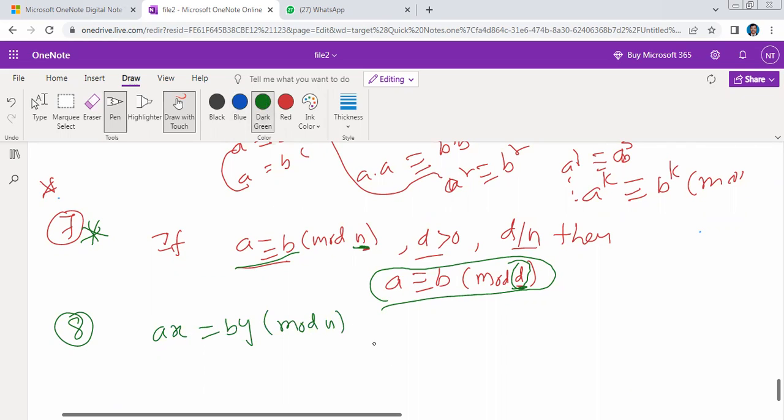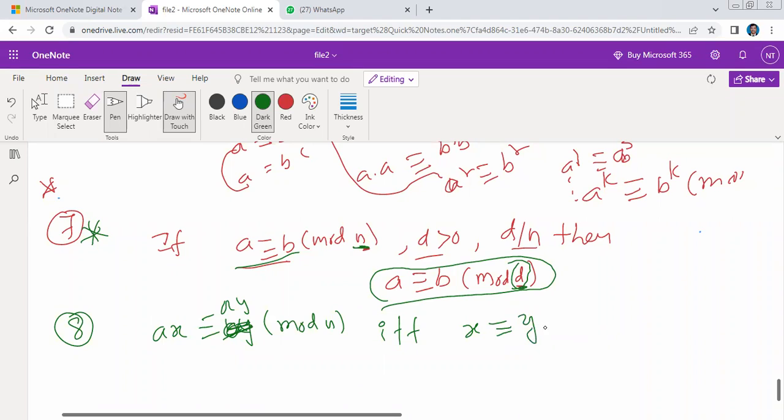Ax congruent to By modulo n if and only if... sorry, not B, this is also A. Ax congruent to Ay modulo n if and only if, in general, what should we write?